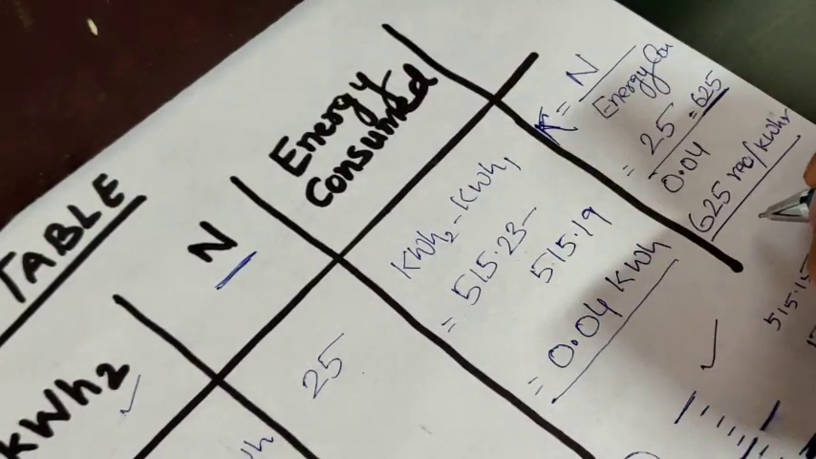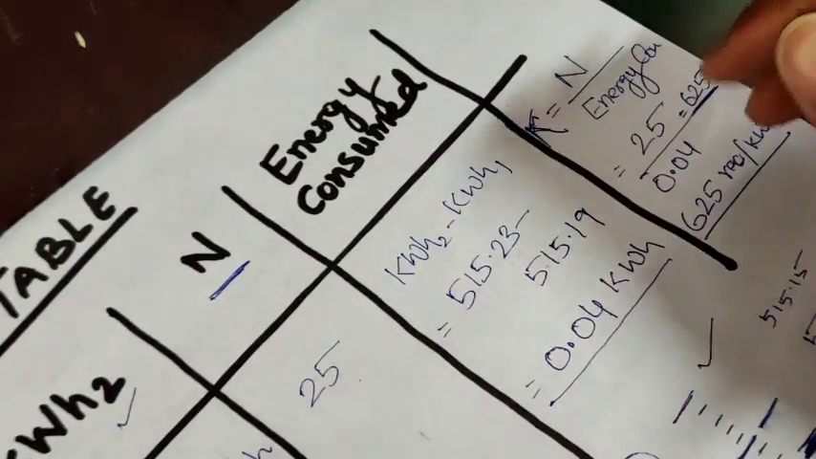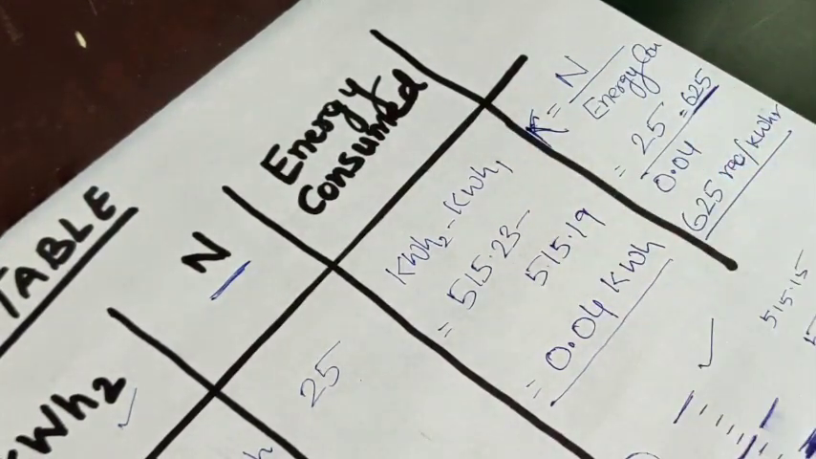Alright, but the prescribed value by the manufacturer of this energy meter is 600 revolutions per kilowatt hour. So you can now easily find out the error, or you can say the percentage error, between your practical or calculated value and the original value which was prescribed by the manufacturer.